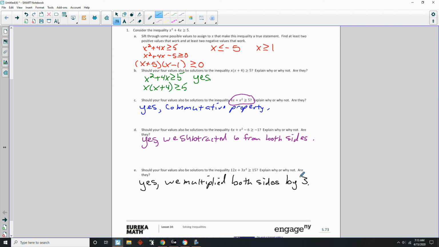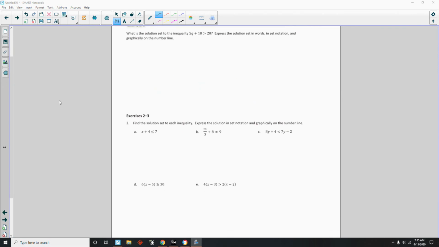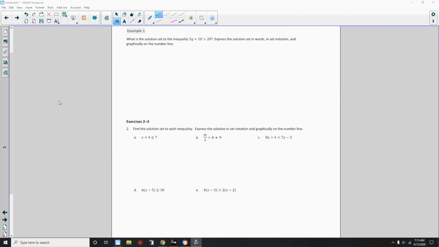So that would be the multiplicative property of equality. And you should always check your solutions in all of these as we're going, but they still should be true. Alrighty, page 2 brings us to example 1. What is the solution set to the inequality 5q plus 10 is greater than 20? Express the solution set in words, in set notation, and graphically on the number line.